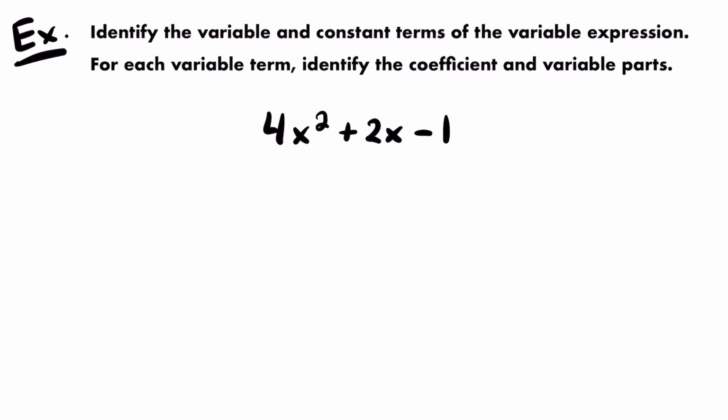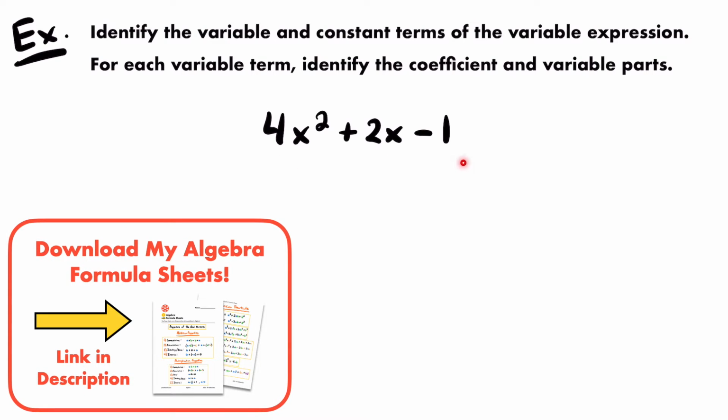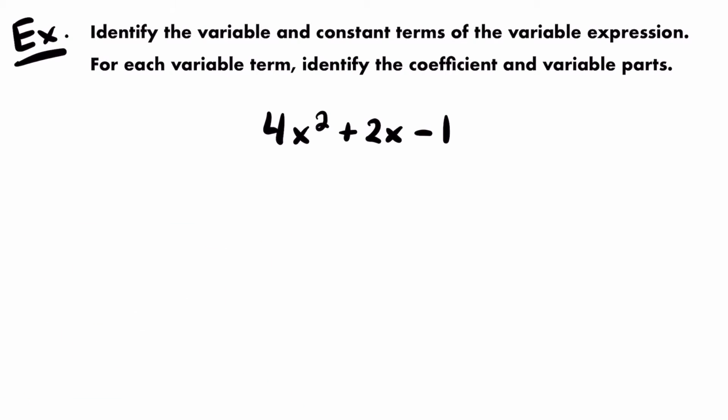This variable expression has three different terms. We have 4x squared, 2x, and negative 1. Terms of a variable expression will always be separated by plus and minus signs. Now, for those three terms, we want to identify which of them are variable terms and which of them are constant terms. And the way you can tell the difference is if the term includes a variable or not. And by a variable, I mean a letter such as x.